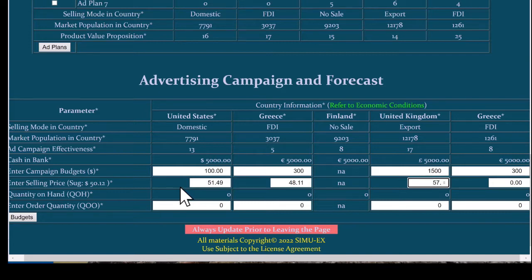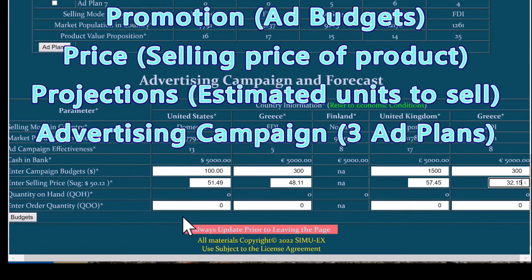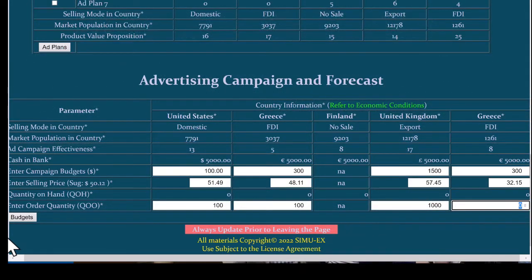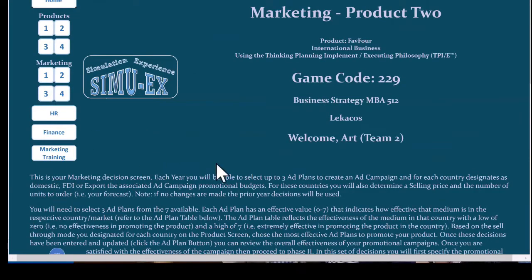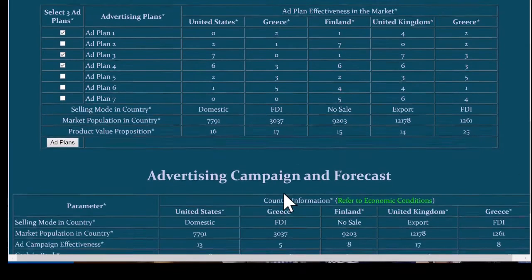Identical screens. Again, the idea behind it is to create an advertising campaign that is most effective in the desired market/country, determine the promotional budgets, the selling price, and the quantity to order for sale of that particular product in that particular country. Now, it's important to remember, we'll talk about this a little bit later, we need to make sure we have inventory facilities to store excess inventory. Once we've completed that process, we then would go to the next one.